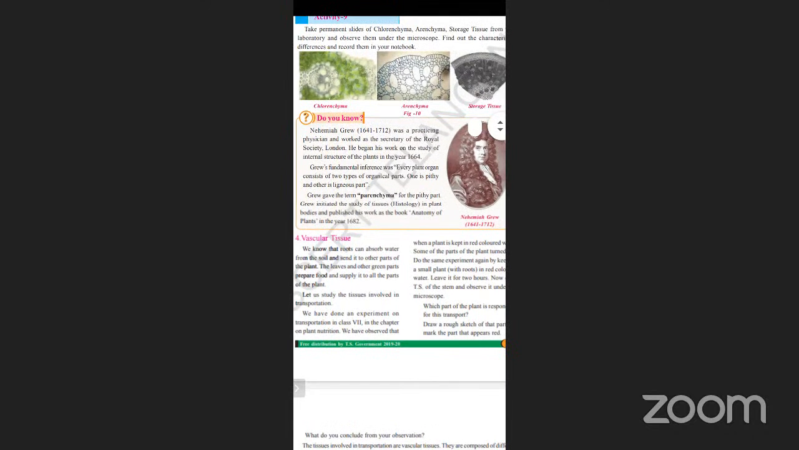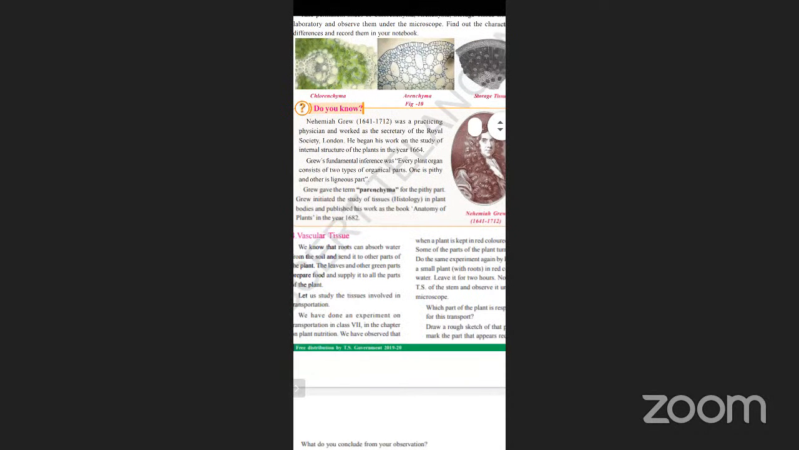See children here. Do you know Nehemiah Grew? Let us read about Nehemiah Grew, 1641 to 1712. Nehemiah Grew was a practicing physician and worked as a secretary of the Royal Society in London. He began his work on the study of the internal structure of the plants in the year 1664. What is his work? Study of the internal structure of the plants.